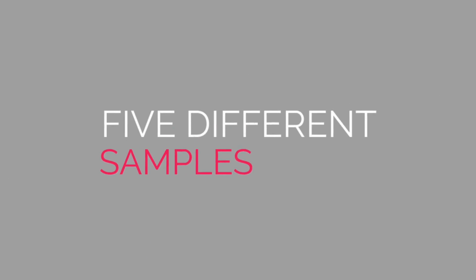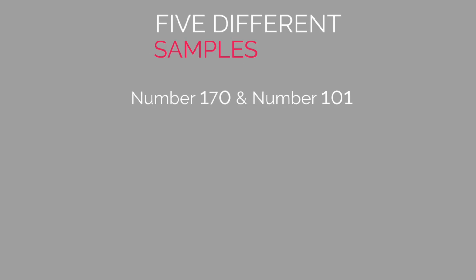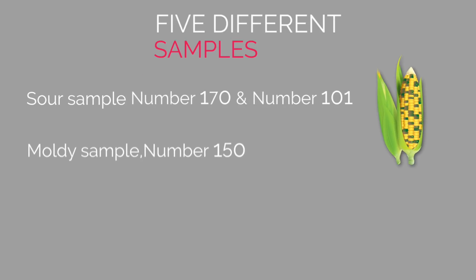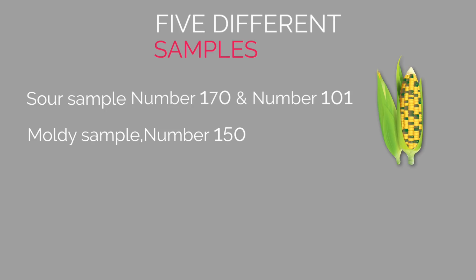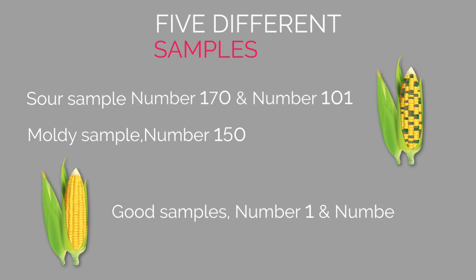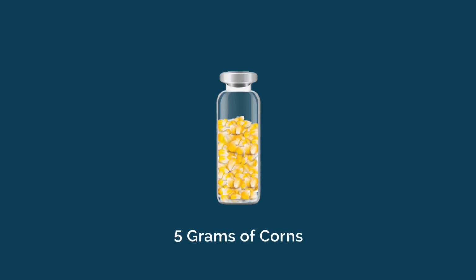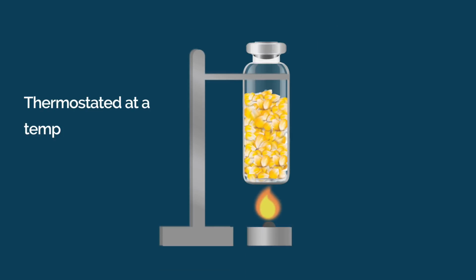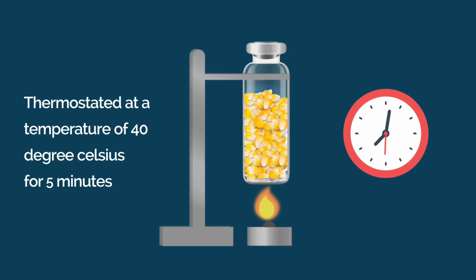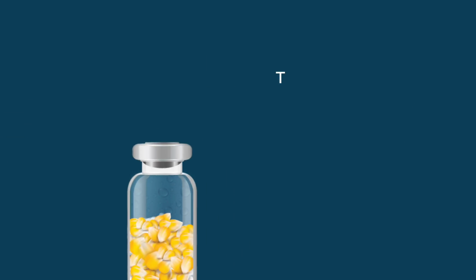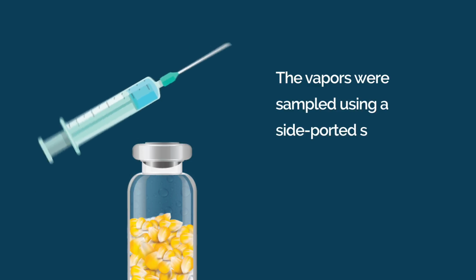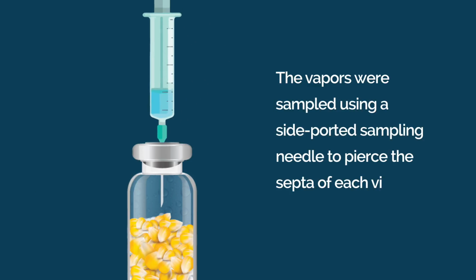5 different samples, number 170 and number 101 of sour corn kernels, moldy corn sample number 150, and samples number 1 and number 2 of good corn were used to complete the testing process. Approximately 5 grams of corn were placed into a 40 milliliter vial sealed with a septa lid. Then, the vials were thermostated at a temperature of 40 degrees Celsius for 5 minutes, before measuring the chemicals within the headspace. The vapors were sampled using a side-ported sampling needle to pierce the septa of each vial.